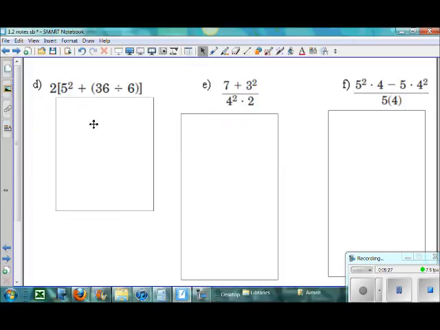Some more examples here. Little more to do in them. You'll notice in example D we have 2 sets of grouping symbols. We have the square brackets and the parentheses. When that happens, you need to work from the inside out.